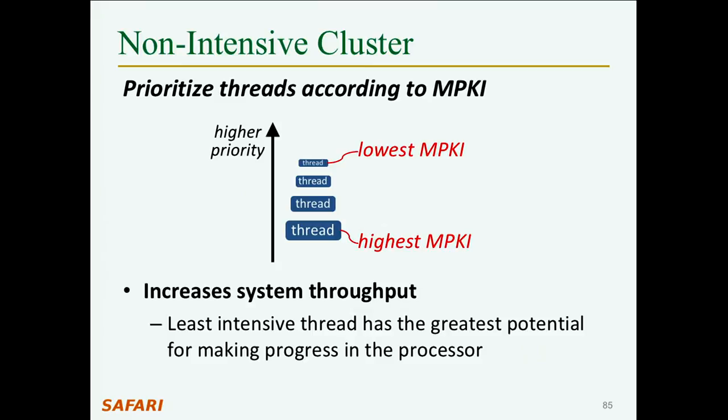So what do you do in the non-intensive cluster? Basically, you prioritize the threads according to their intensity, the lower one being ranked higher than the higher one. And this increases system throughput for the same reasons that we've discussed earlier. Least intensive threads have the greatest potential to make progress in the processor. Same principle as ATLAS, right?